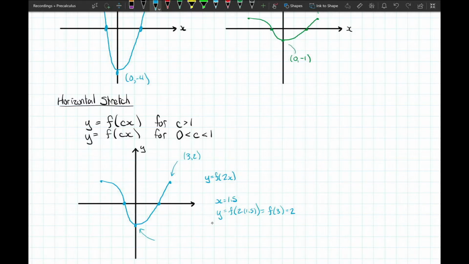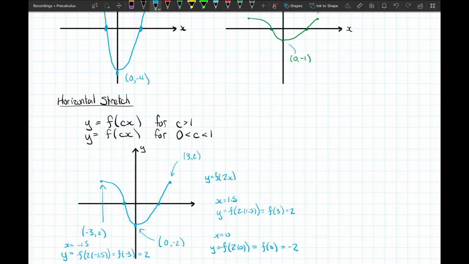And this point on the original graph down here, this would be the coordinates at (0, -2). All right, well, if we let x equal 0, y equals f of 2 times 0, which is going to equal f of 0, which is going to stay -2. What about this point over here at the coordinates (-3, 2)? Well, if we let x equal -1.5, then y is going to equal now f of 2 times -1.5, which is f of -3, which is equal to 2 from the original function f.